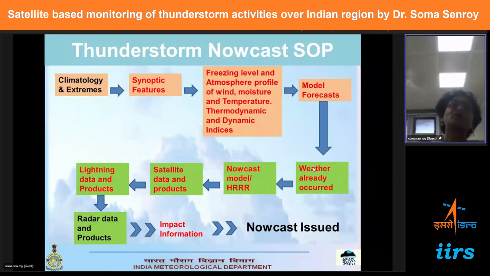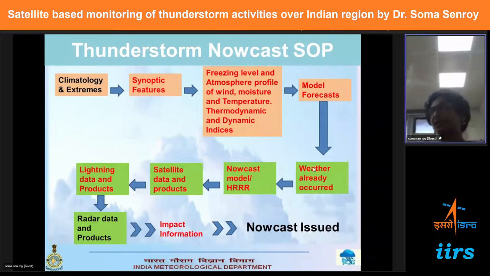Satellite data and products, I showed you a few examples where from the cumulus stage itself, we start monitoring satellite data, monitoring a cumulus cell, and considering every other factor, we say, okay, over my region, this cumulus cell that I'm seeing, within 3 to 4 hours will become big. So this will become a cumulonimbus, it will give a thunderstorm. So this is the idea of the satellite data.